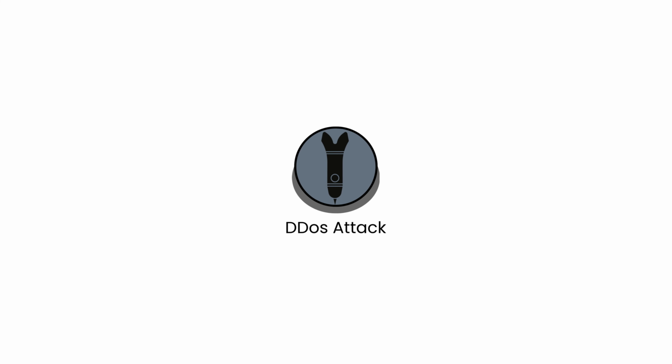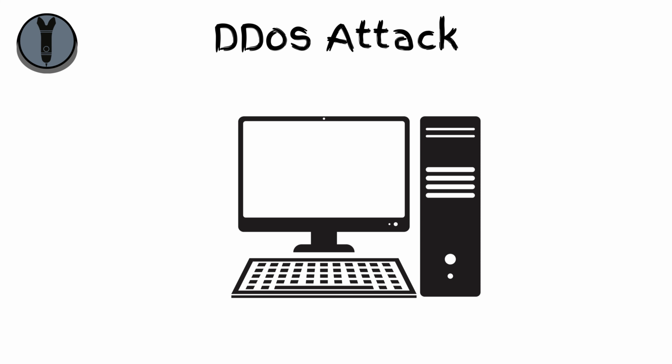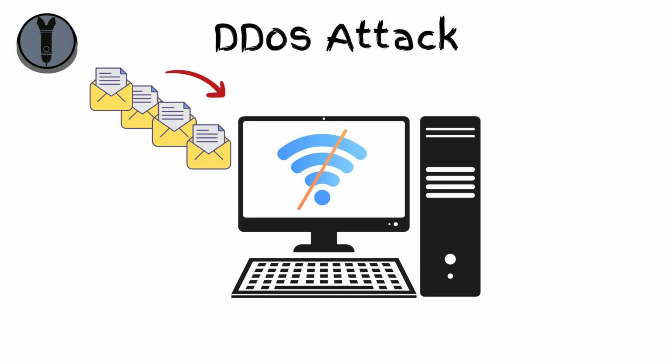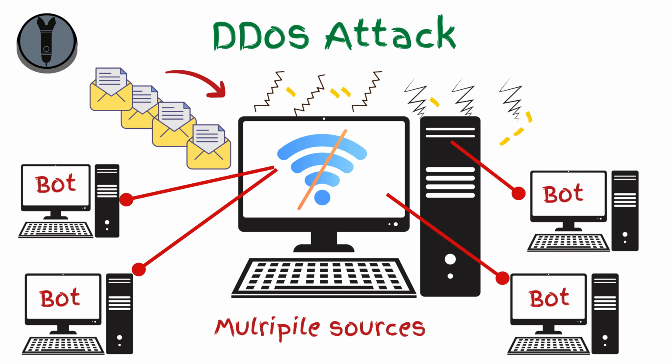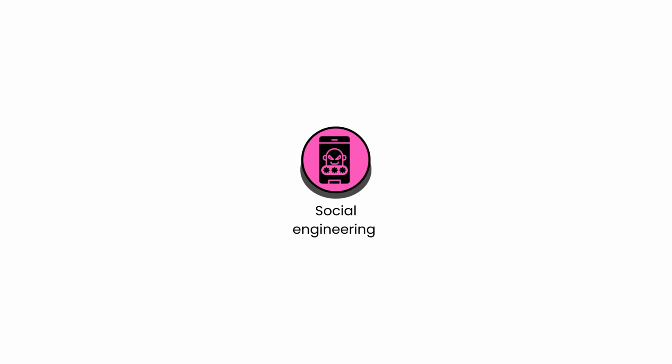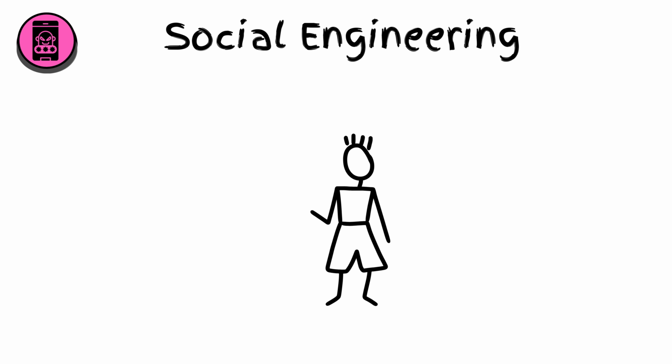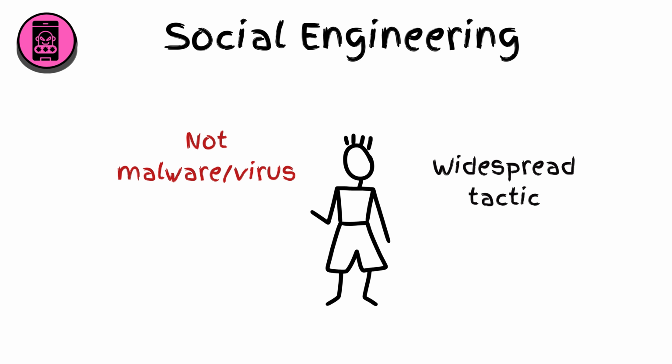A DDoS attack occurs when a hacker tries to make a computer or connection unavailable by overwhelming it with excessive files, making it unable to handle legitimate requests. In a DDoS attack, the traffic flooding the target comes from multiple sources, often infected computers known as bots in a botnet. Social engineering isn't a technical malware or virus but is a widespread tactic to install them or obtain confidential information without direct installation.